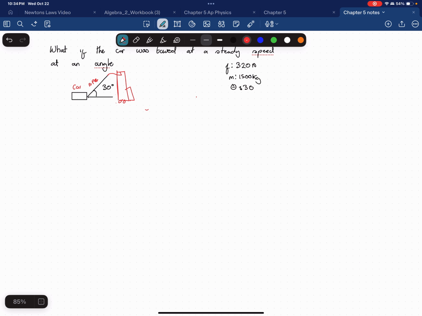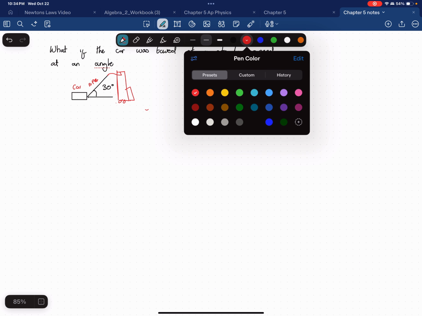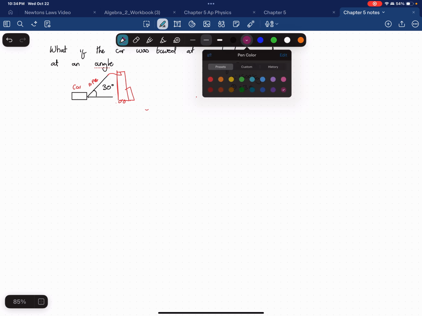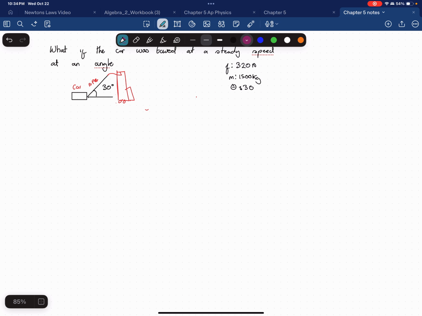Let me change my color. Sure, what the heck? So step 1: coordinate system. Same things. Boom. Oh my God, will I ever get a straight line today? Plus y, plus x. Step 2: free body diagram.